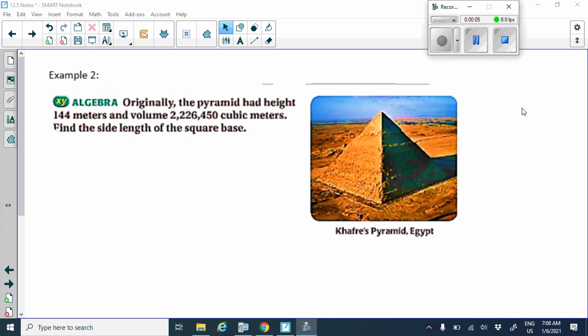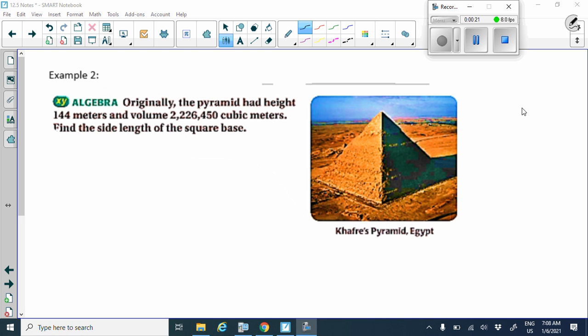So here, for this example 2, it says originally the pyramid had a height of 144 meters and a volume of 2,226,450 cubic meters. We need to find the side length of the square base.